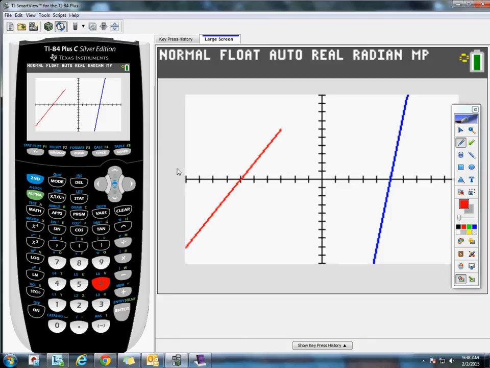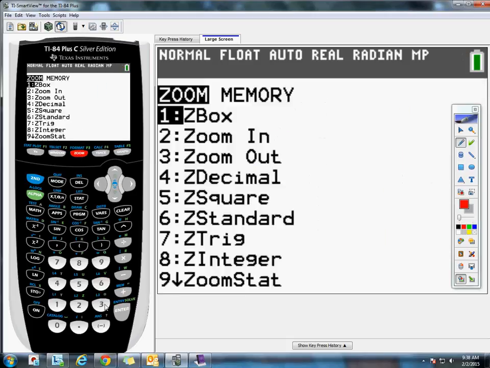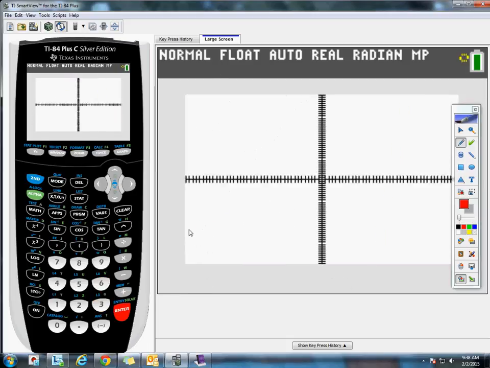And so if you look, I can't see if they intersect or not, so I'm going to hit zoom 3 and hit enter. I'm going to zoom out. And it looks like my calculator froze. Okay, when you do this, you'll just hit second trace, 5, enter, enter, enter.